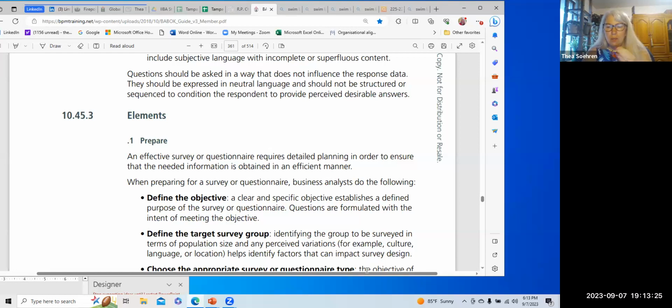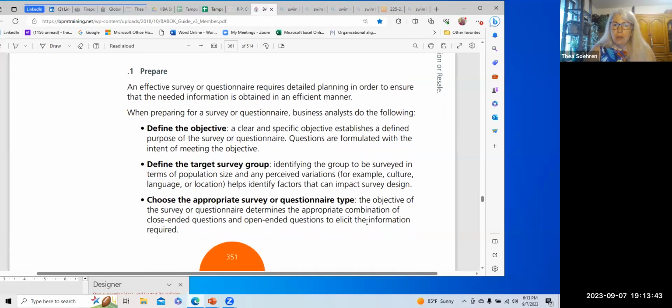So you really, honestly, you need 2 or 3 people to work on those questions. One person comes up with them and the rest of them kind of go, oh, wait, we can't use that word. Or, oh, you have to wordsmith these things. It's very important. Then you define your target survey group. You identify the group to be surveyed in terms of population size, any perceived variations, for example, culture, language, or location. This can help identify factors that can impact survey design.